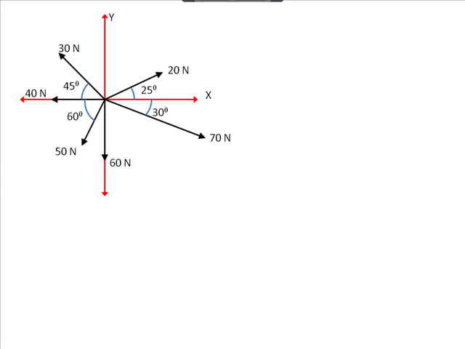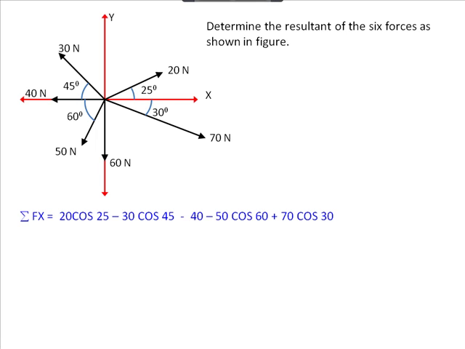This problem will make all these things more clear. Let's say a problem which reads like this. Determine the resultant of the 6 forces as shown in figure. So here are 6 concurrent forces, and what I'm going to do is sum up their x components. They are 20 cos 25 minus 30 cos 45 minus 40 minus 50 cos 60 plus 70 cos 30.